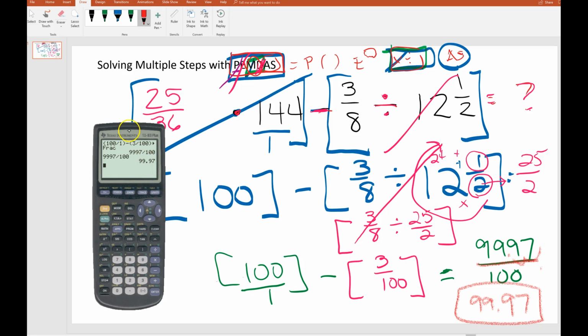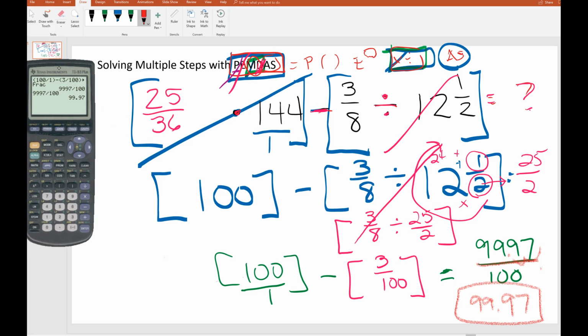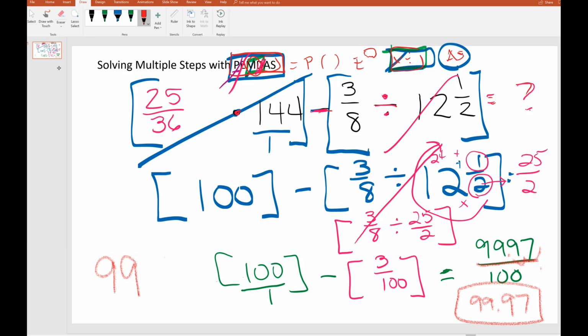99.97. That also equals, if you were looking to write that as a mixed number, 99 and 97/100ths, which cannot be reduced. And there is your final answer.